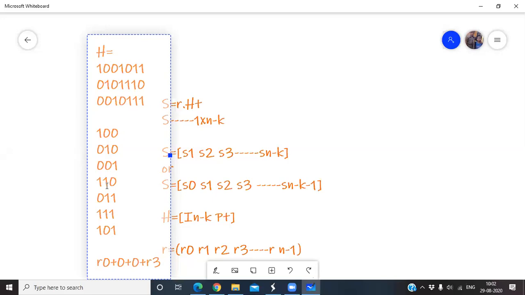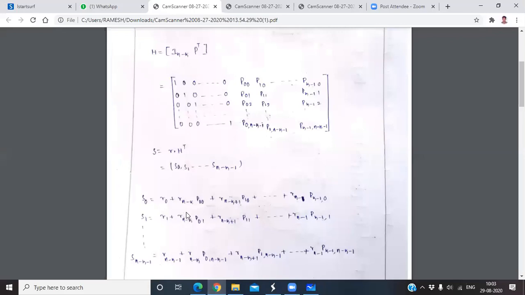Is it clear now? R3 into 1 here, that is R3. Here 3 is nothing but the n minus k value. The first 3 rows are the identity matrix. Now the submatrix starts from R3, where 3 is nothing but n minus k. So the submatrix starts from n minus k. That's why here the submatrix is P, and that P starts from n minus k.